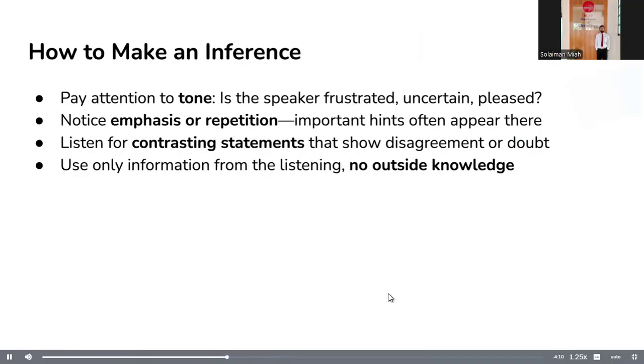As you listen, to make a good inference, pay close attention to the speaker's tone. Are they frustrated, uncertain, pleased, or something else? Also, notice when the speaker emphasizes something or repeats it, because that can be an important hint. Similarly, contrasting statements can show disagreement or doubt, which often leads to an inference. And finally, and most importantly, use only the information from the listening passage. Inference does not mean adding outside knowledge. It means connecting the clues already given.